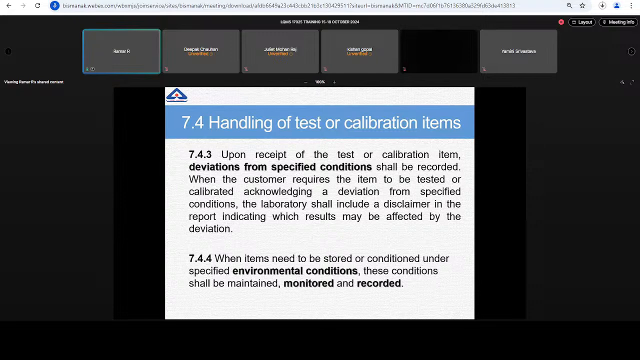Okay. So next is 7.5, and that is the technical records. So the laboratory receives the sample and performs testing or calibration of the sample or item. When they are performing their laboratory activities, data will be generated for each and everything. So you have to maintain the records of handling of the test item and testing of the test item.